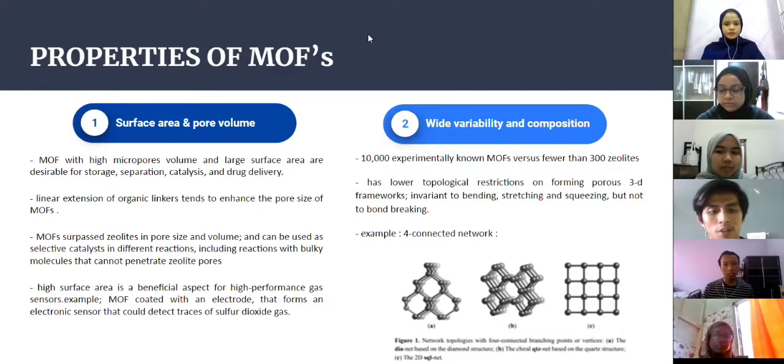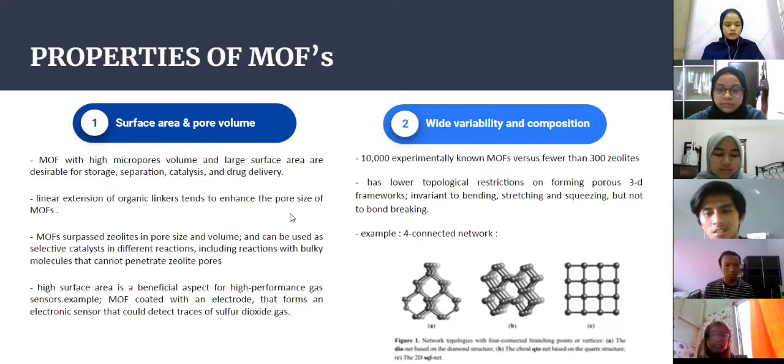As MOF have a larger surface area than zeolites, it can be used as a selective catalyst in different reactions, including reactions with bulky molecules that cannot penetrate zeolite pores. And a high surface area is a beneficial aspect for a high performance gas sensor. For example, MOF coated on an electrode forms an electronic sensor that could detect traces of sulfur dioxide gas.